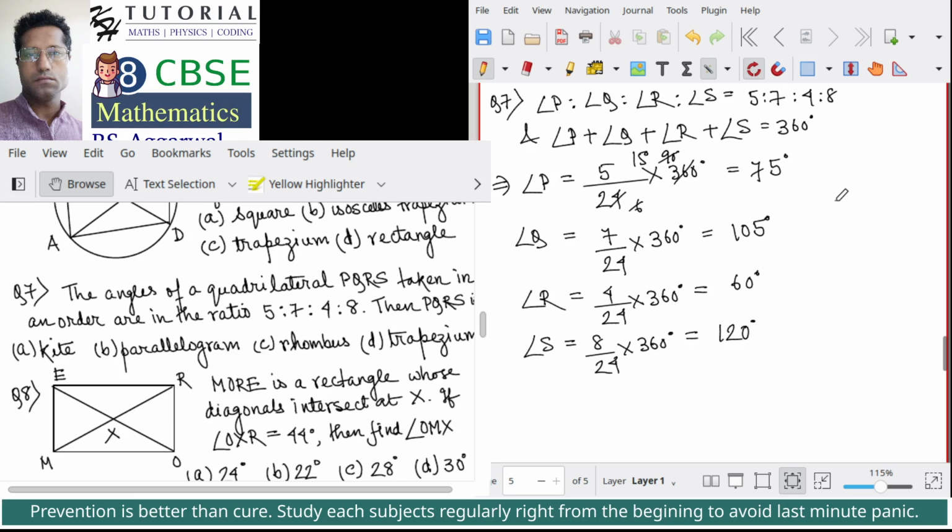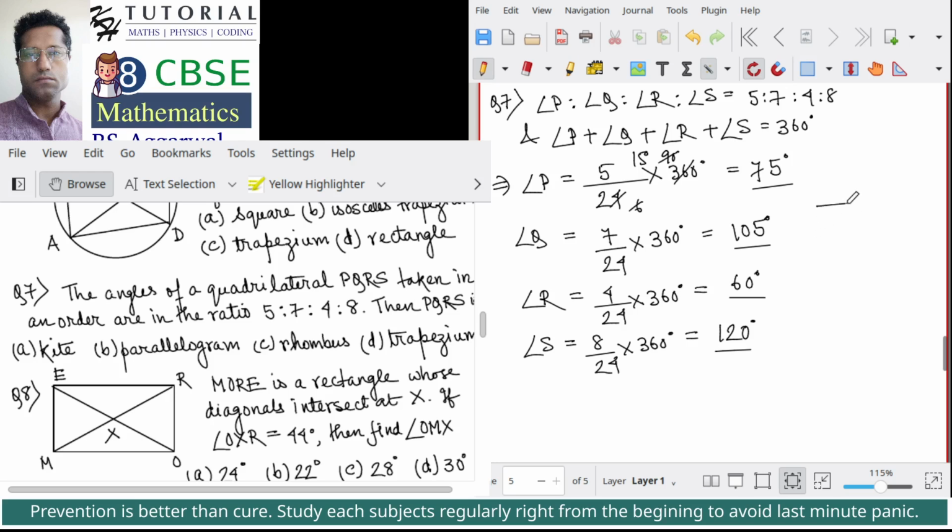It cannot be a kite also, because in a kite one pair of opposite angles are equal. That is, the angles on either end of the diagonal that is bisected in a kite are equal. But in this quadrilateral PQRS we are seeing all the angles are different. So definitely it is not a kite, it is not a parallelogram, it is not a rhombus, so it has to be a trapezium.